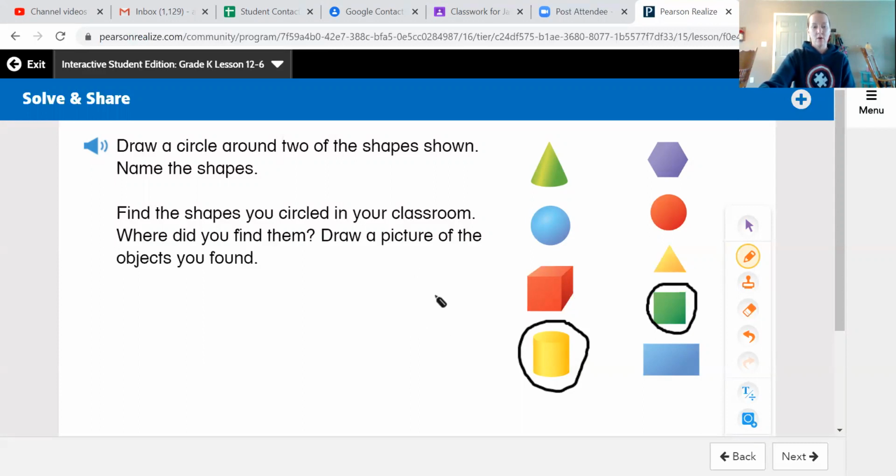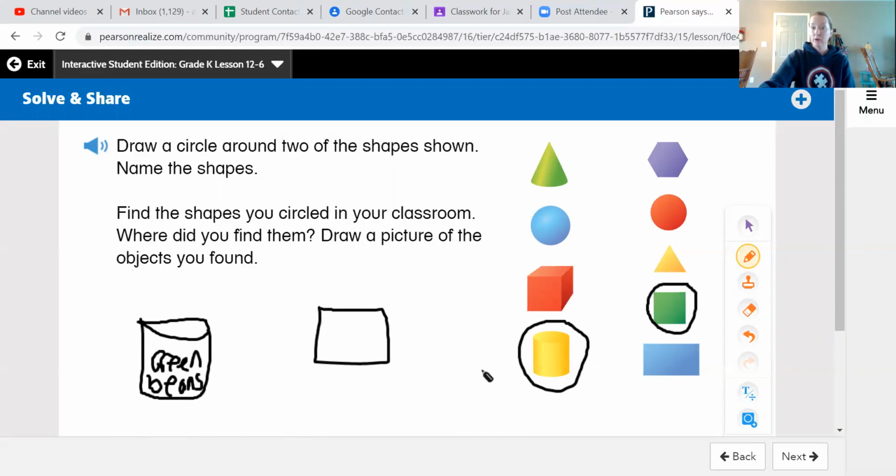All right, so now it wants me to draw a picture of the objects I found. So I found a can of green beans. Let's see if I can try to draw the can. Green beans. Kind of hard to write with this little pencil. All right, and for my square, I found a piece of paper, so I can just draw a square. Now it is your turn. Circle an object from each column and go find something that matches in your house.